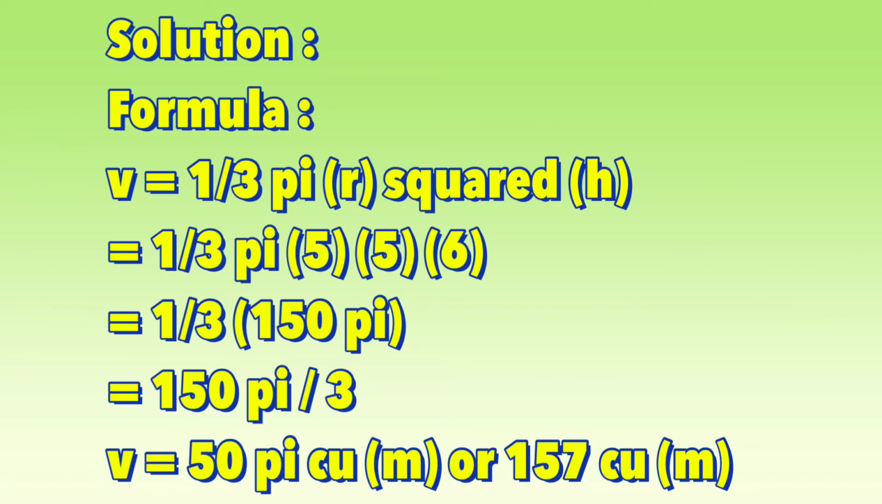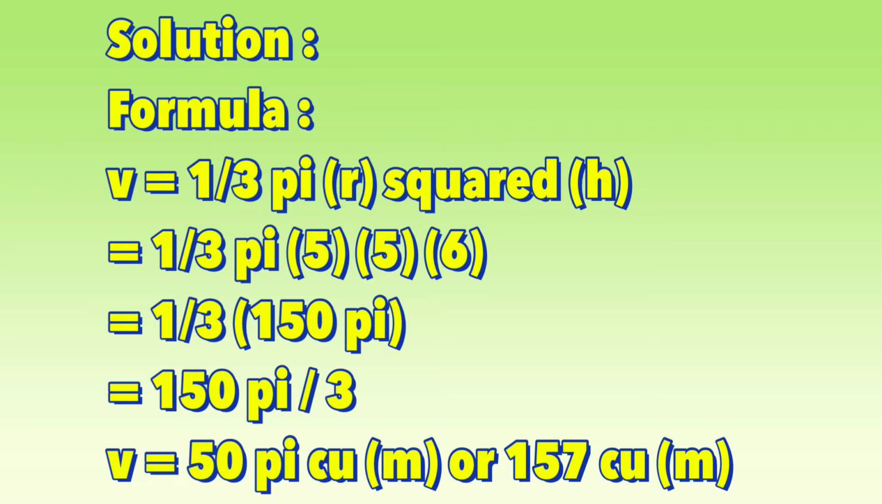And then we have to pick up the given. The given is the diameter is 10, and since we're looking for the radius, we have to divide the diameter by 2. So that's why the radius is 5 and the height is 6 meters. Then we're going to substitute this into the formula. We have 1/3 pi, and the radius is 5 squared, and the height is 6. Then we're going to multiply 5 times 5 equals 25 times 6, and the result is 150 pi.